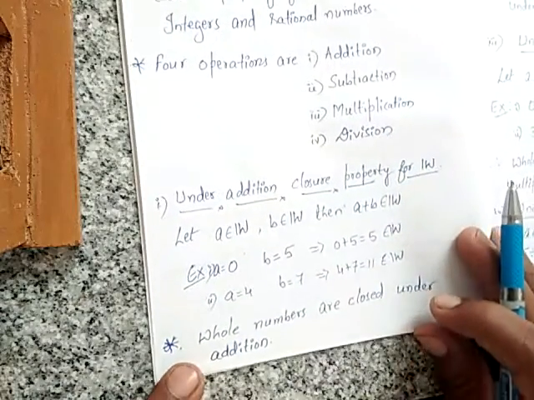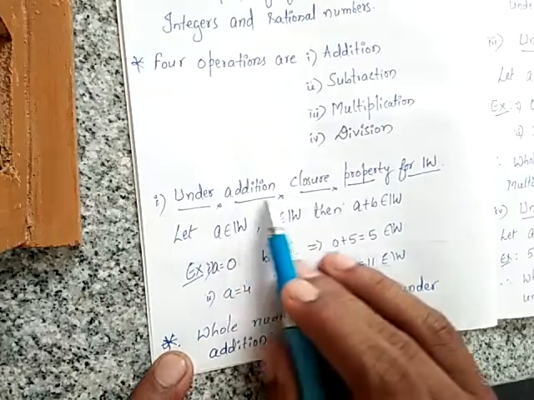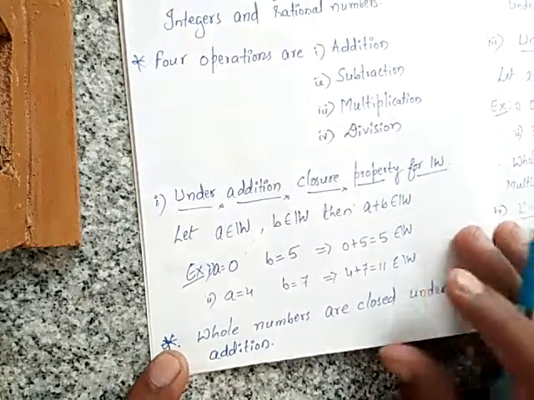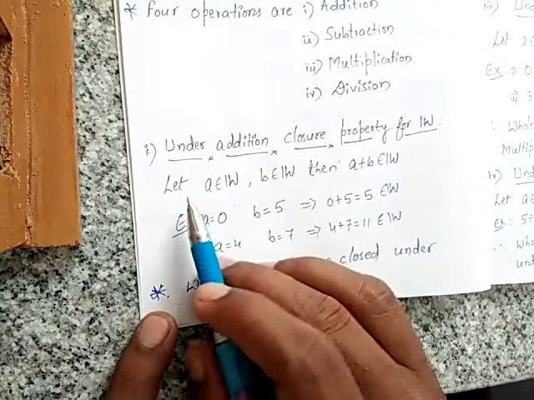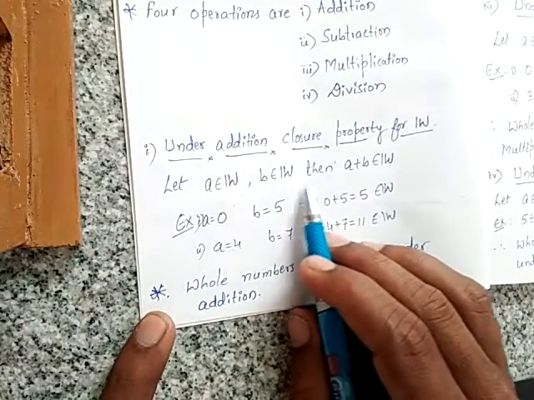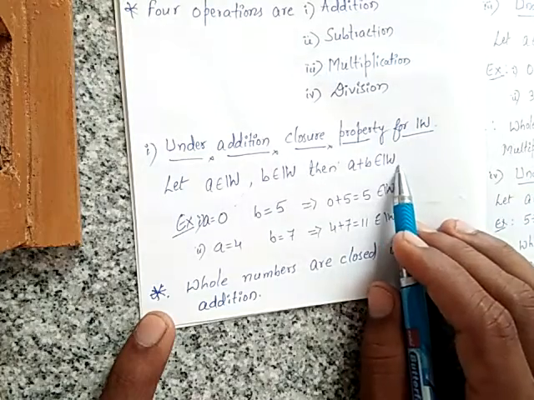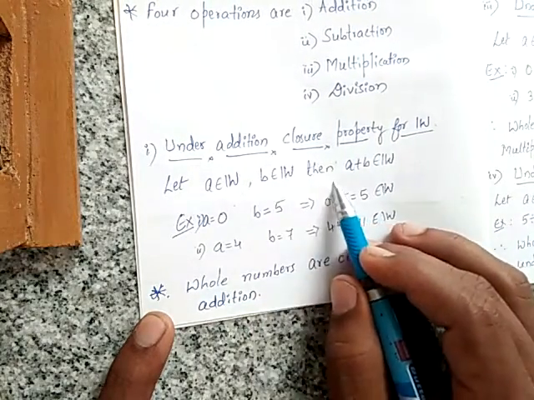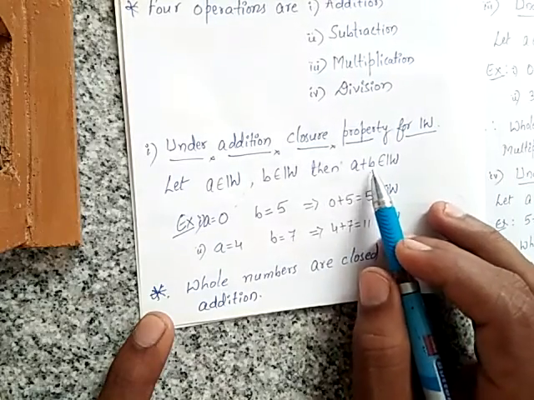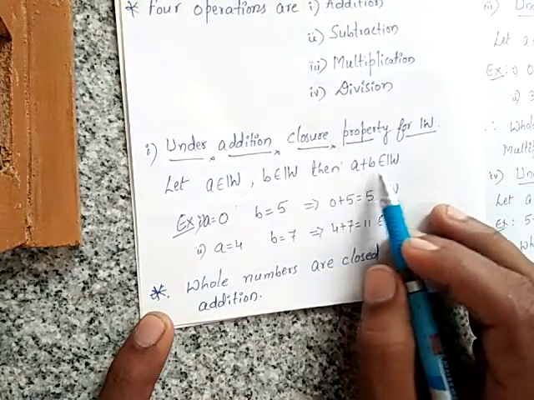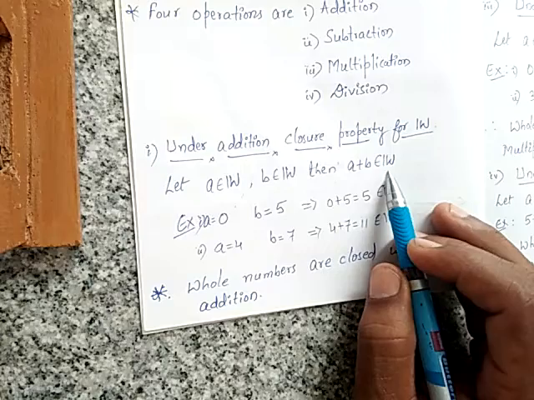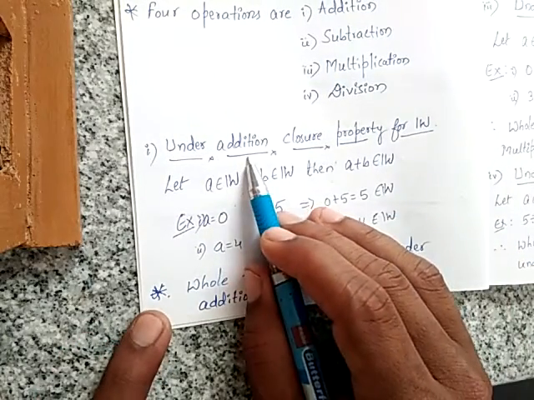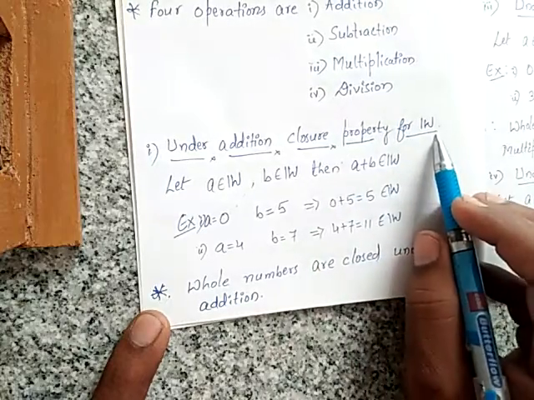First we will verify under addition, the closure property for W. W means whole number. I have written the definition here. Let A belong to W, B belong to W, then A plus B belongs to W. Means A is a whole number, B is a whole number, you add both the whole numbers. Then after adding, the result should belong to what? Whole number. Why are we adding here? Because under addition we are checking the closure property for whole numbers.